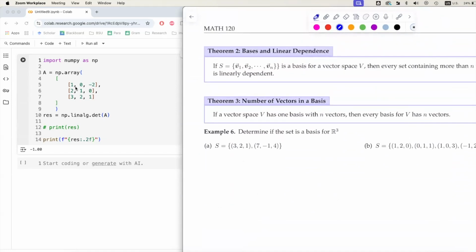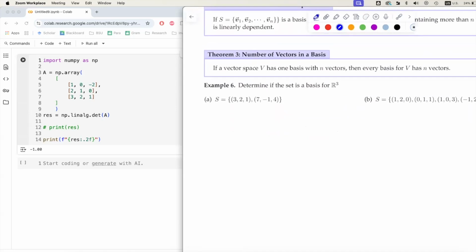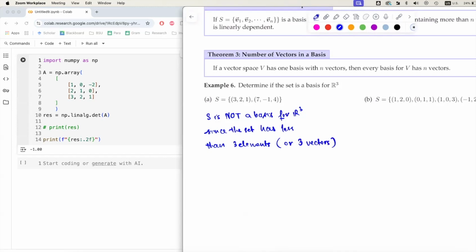So in example 6, problem A, you have a set with only 2 three-dimensional vectors. So this is not a basis. S is not a basis for R3 since the set has less than 3 elements, or 3 vectors. The number of vectors in the basis for R3 has to be 3 vectors. In this case, you only have 2 vectors, so therefore S is not a basis of R3.